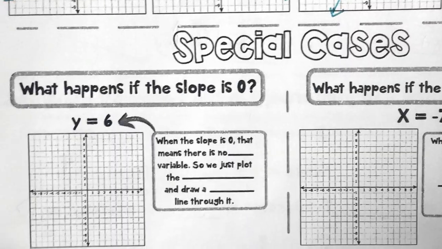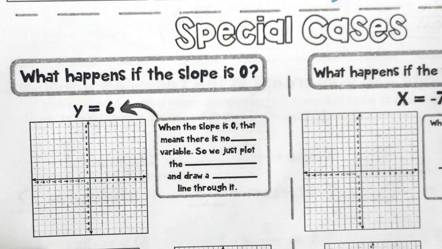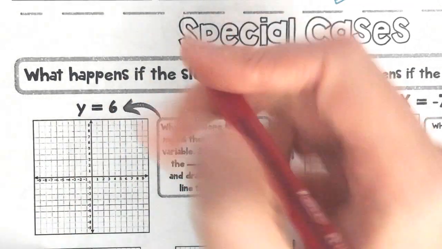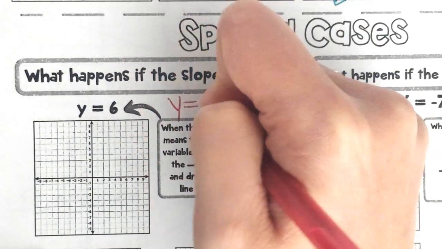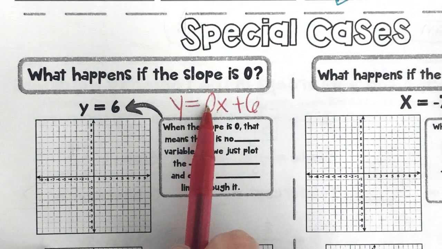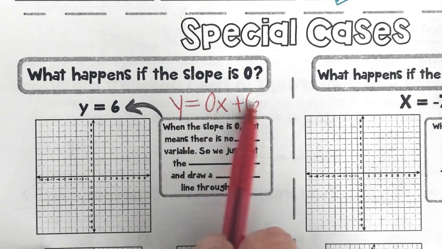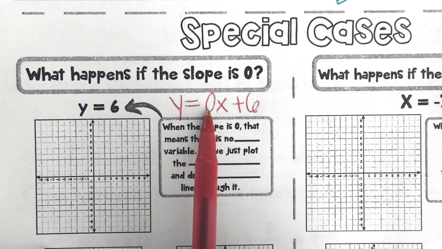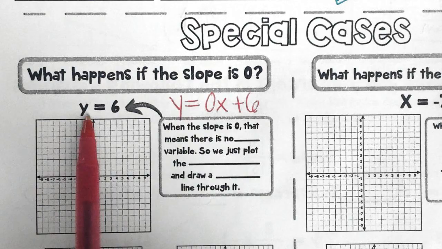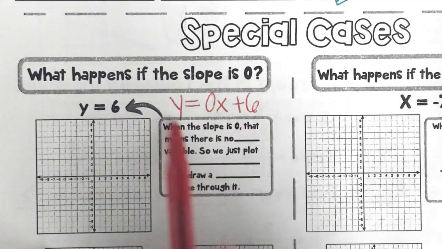So then there are some special cases we have to talk about. It says, what happens if the slope is 0? It's going to end up looking like this, but it would actually be y equals 0x plus 6. If the slope is 0, if my m is 0, this is what it actually looks like. So you should be writing this in. What that means is 0 times x is 0. 0 plus 6. It just simplifies down to this. So this is what it's going to look like. This is what it actually means.